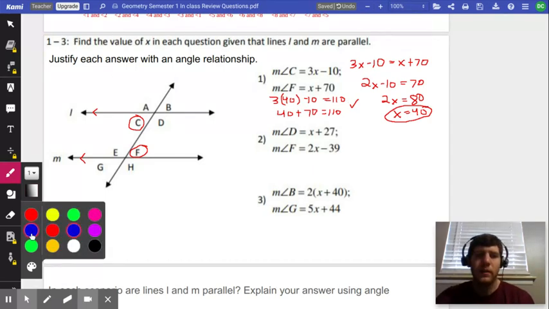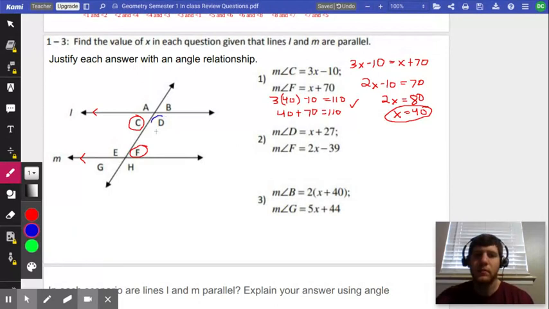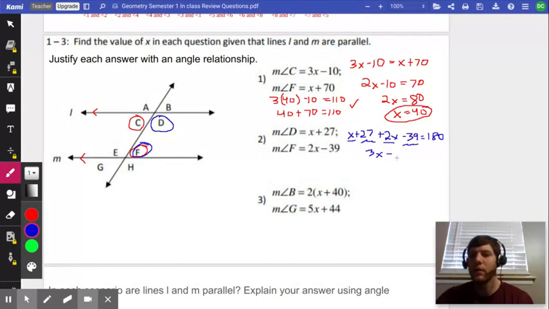All right, let's look at the measure of angle D and the measure of angle F here. Those are same side interior angles. So since the lines are parallel, they're going to be supplementary. Supplementary angles are angles whose measures add up to 180. So instead of setting them equal to each other, we're going to do x plus 27 plus 2x minus 39 equals 180. Then we combine like terms. We're going to have 3x. We have positive 27 and negative 39. That's going to be minus 12.